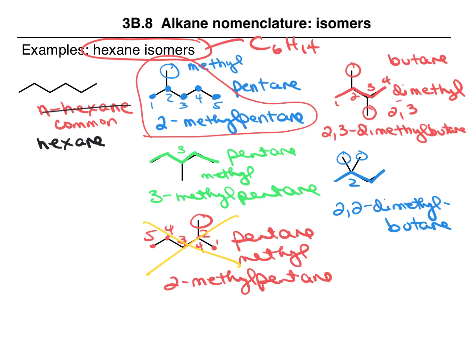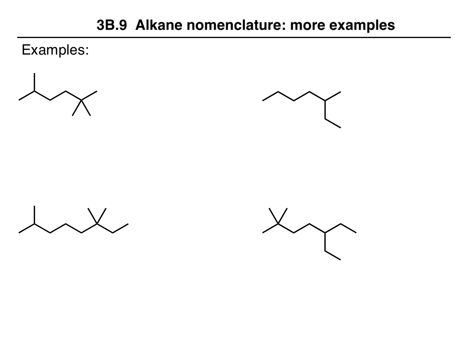On to the next slide. Now let's take a look at a few more examples. With this compound, we have 1, 2, 3, 4, 5, 6 carbons in our longest chain. So that would have the base name of hexane. We have a branch here, here, and here. So these are all methyl groups. So this would be a trimethyl.